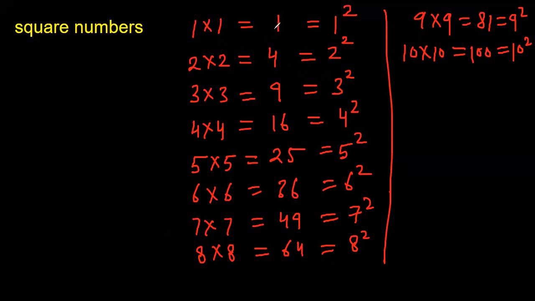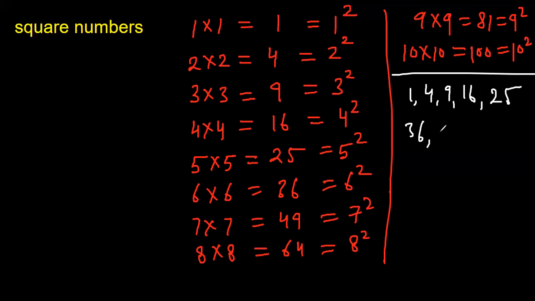Write all these numbers: 1, 4, 9, 16. What are the numbers here? 1, 4, 9, 16, 25, 36, 49, 64, 81, and 100. How many of these? So if you take from 1 to 100, you see that there are actually only 10 square numbers or 10 perfect square numbers. That means other numbers are not perfect squares.